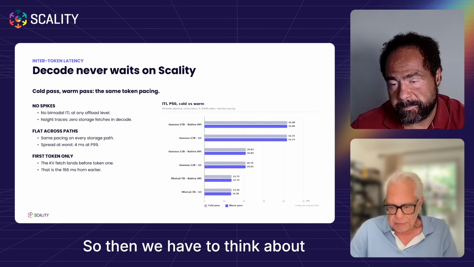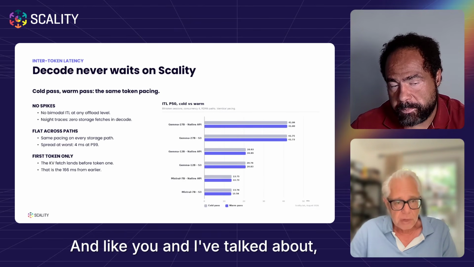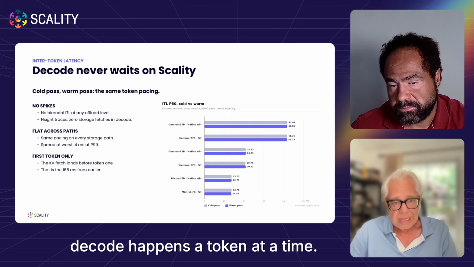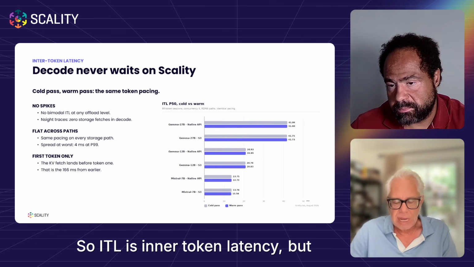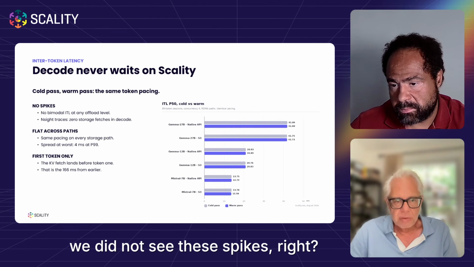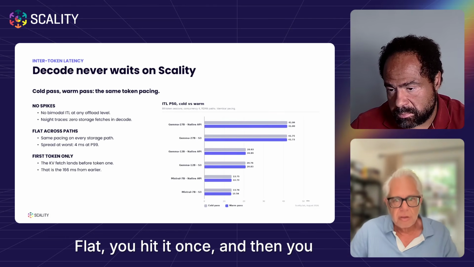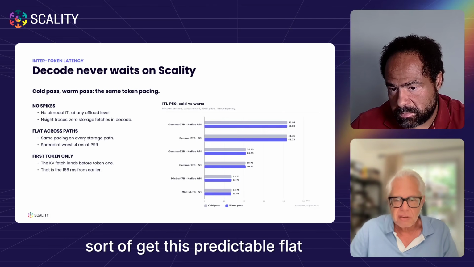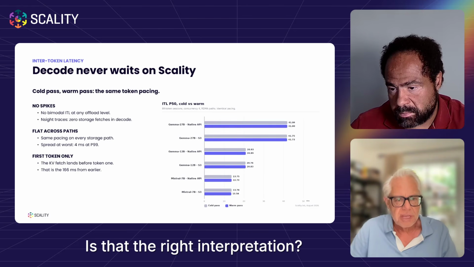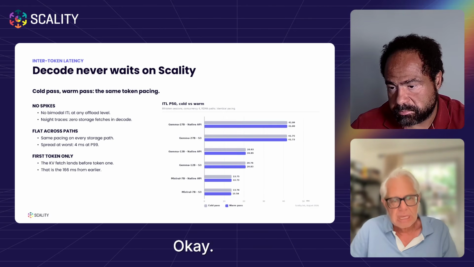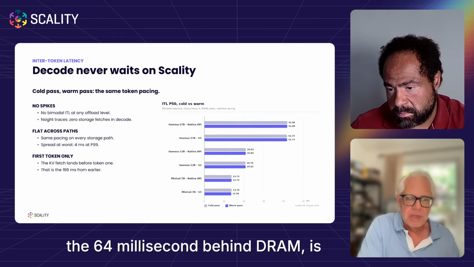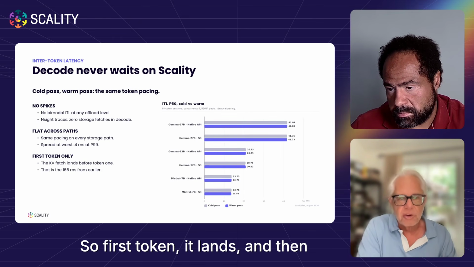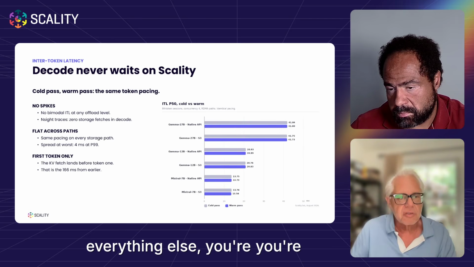All right, so then we have to think about decode, right? And like you and I have talked about, decode happens a token at a time. You would think that there would be some spikes in the latency, right? So ITL is inter-token latency, but we did not see these spikes, right? So it's basically flat, you hit it once, and then you get this predictable flat performance. Is that the right interpretation? Yes. Okay. And the 166 milliseconds, which was 64 milliseconds behind DRAM, is the number. So first token, it lands, and then everything else, you're in.